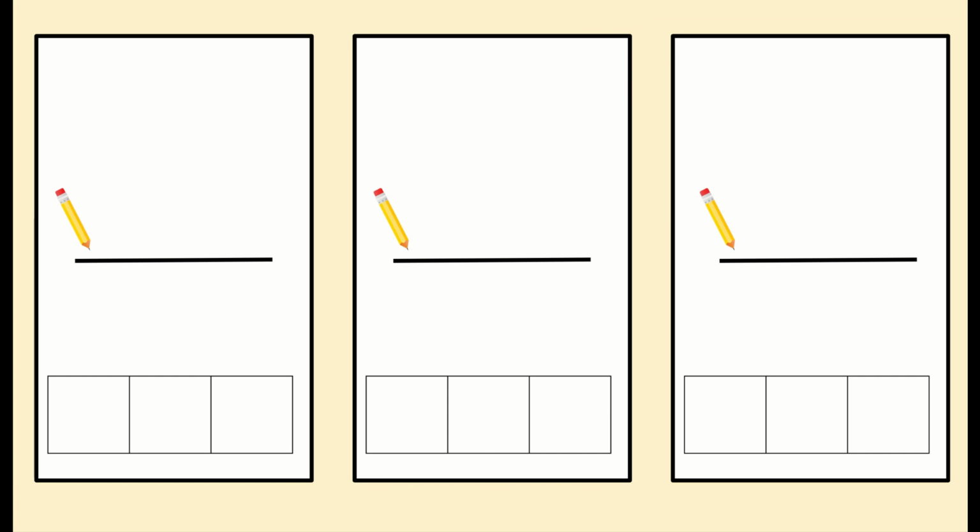Now let's practice spelling some of those words. The first word we're going to spell today is the word hog. Now remember to break apart the word into its sounds and then spell the word hog.